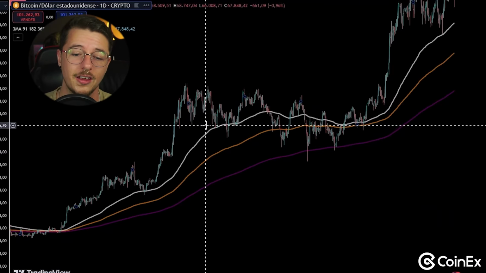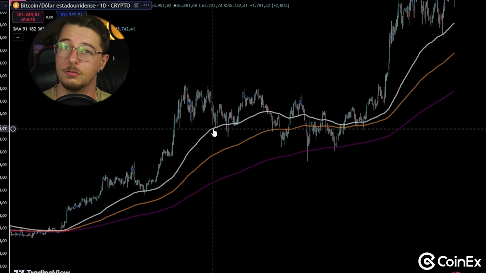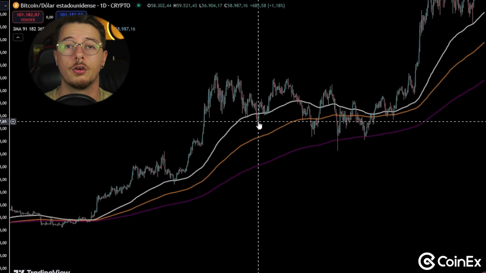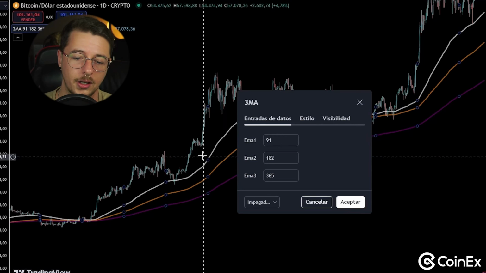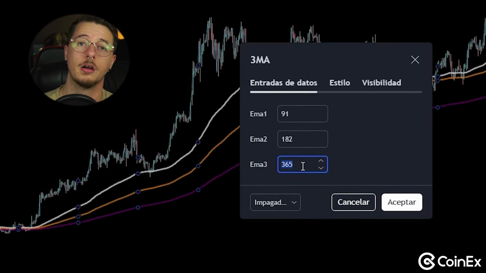First one we're going to use is an EMA, the moving average. This will show us the past days and turn it into a moving average, as we can see on screen, and that will show us more or less where price is going compared with the past. Once we add this one, we're going to change the settings. In this case I'm adding 3, so I'm going to change the first one into 365. This is the last year, so we'll do the average of the last year, 182 for the last half year, and 91 for the last 3 months.